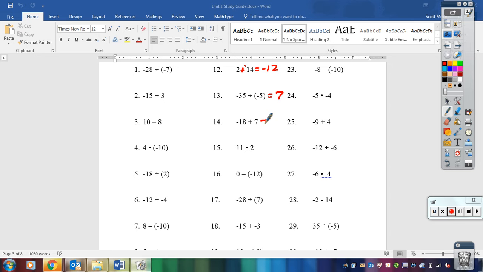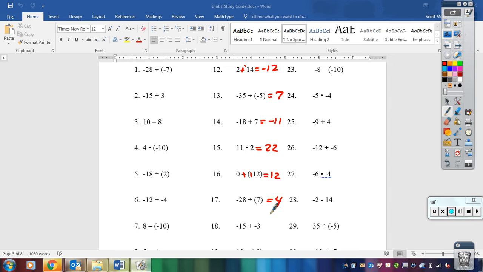The signs are the same, positive. We do addition. They fight. The negatives win by 11. 11 times 2 is 22. Signs are the same, positive. We don't do subtraction. Keep, change, change. 0 plus 12 is 12. That's called the additive identity.